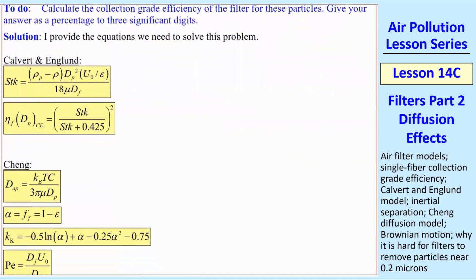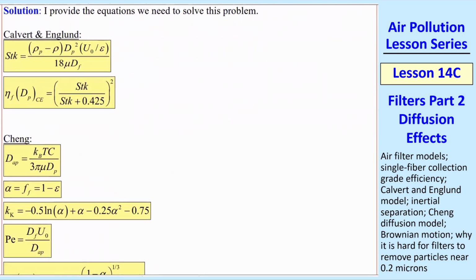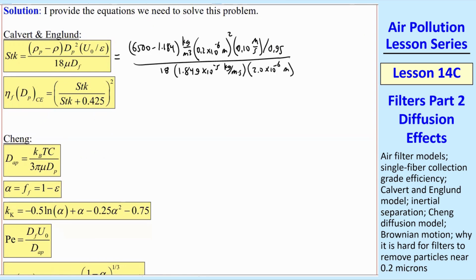So I duplicated all the equations, and I'm going to do it all by hand, but of course you want to do this in software to avoid making any kind of calculator errors. But I'll do it here to make sure all the units work out, and just as an example. So again, I'm going to use 6500 as the particle density, which ended up being the best fit. Particle density minus air density times particle diameter in meters squared, U0, and then epsilon. 18 mu, then 2 microns is the filter fiber diameter.